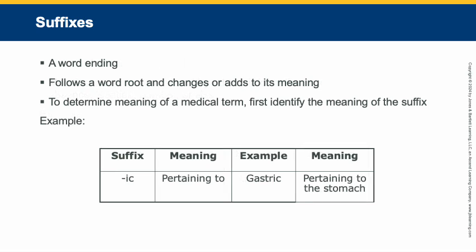Next is suffixes. The prefixes came before the word root. Suffixes are the end of the word, the root word's ending. So it follows the word root and changes or adds to its meaning. To determine the meaning of a medical term, you first identify the meaning of the suffix. So like I see, ic means pertaining to. An example is gastric. Whether it's gastric fluid, whatever it is, it's pertaining to the stomach, because gastric is the stomach.